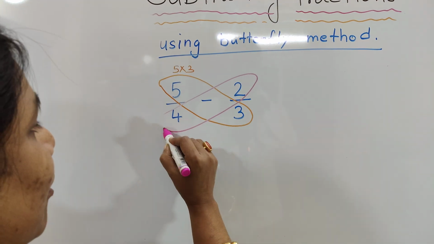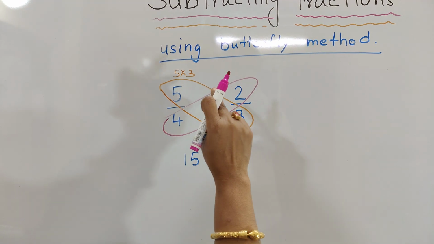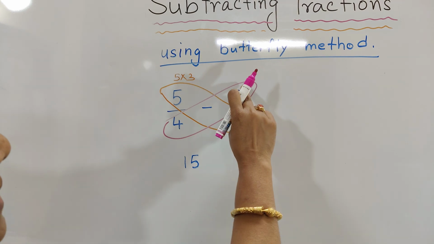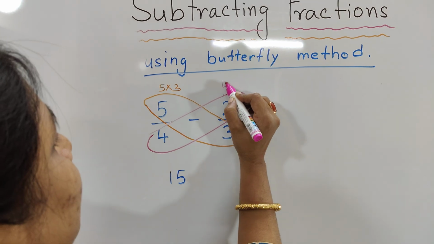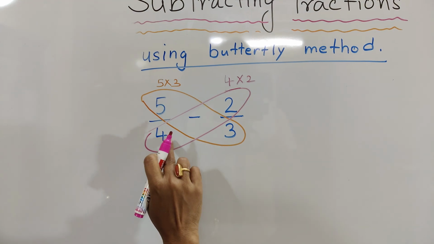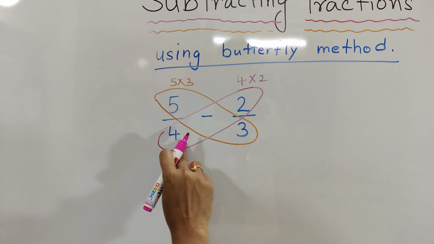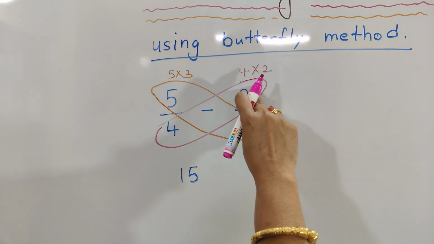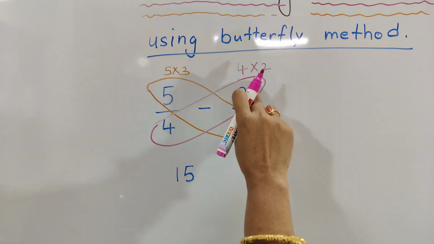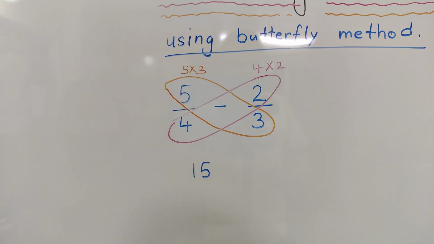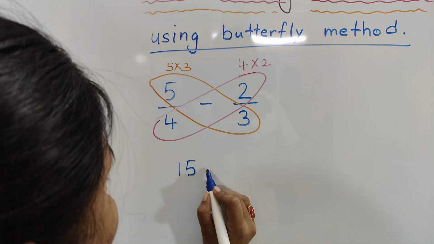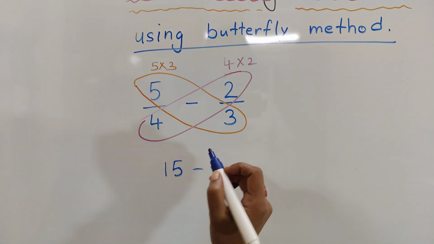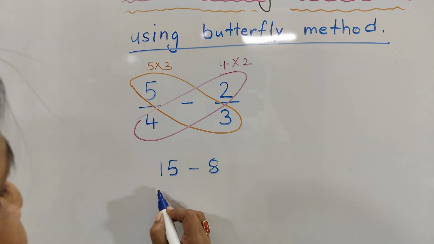Now multiply 4 and 2, the first fraction's denominator with the second fraction's numerator. We just multiplied 4 times 2, and 4 times 2 we know is 8. Since we are doing subtraction, we will put a subtraction sign in between and we will write 8.